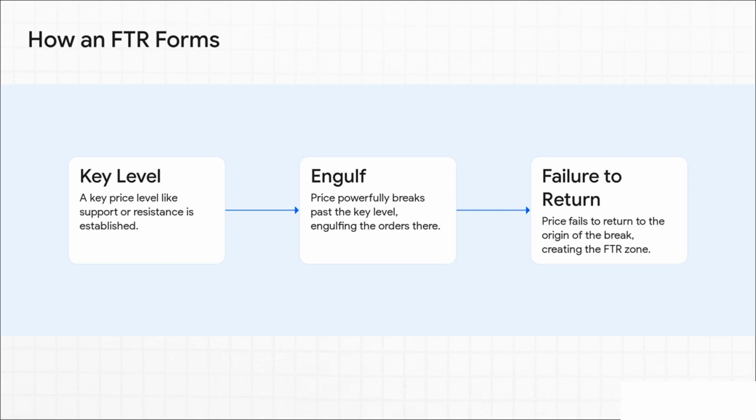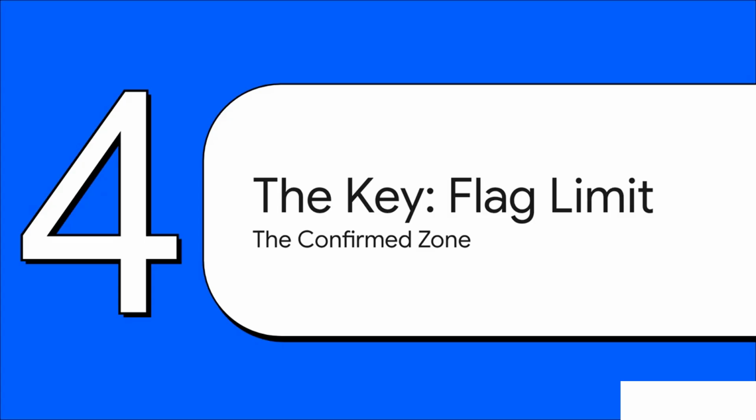It blows right through. But here is the part that matters. It doesn't look back. It fails to come back to the spot where that whole move began. That area it abandoned, that's your FTR zone. It's a potential sign of huge institutional commitment. But here's the thing. Not all FTRs are created equal. Not even close. So what makes one special?